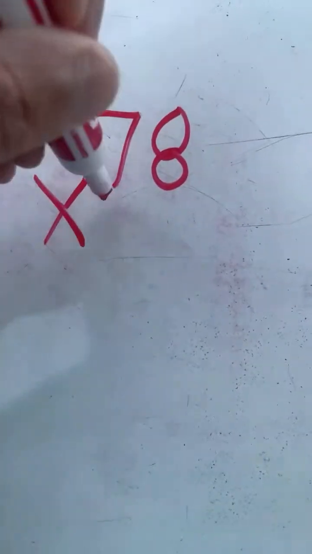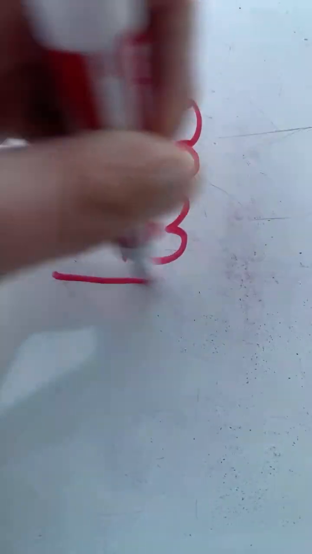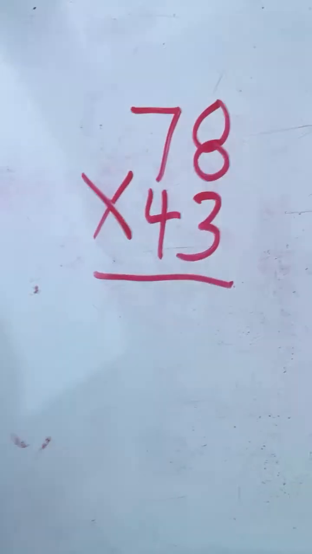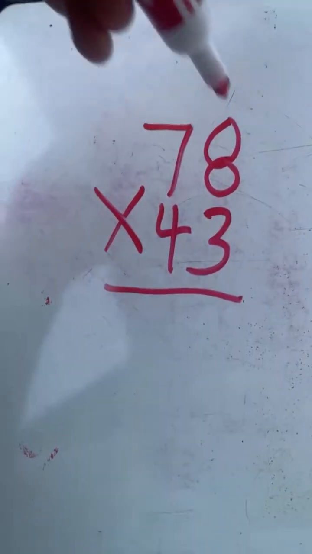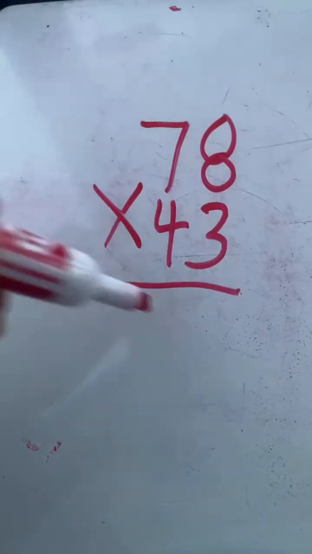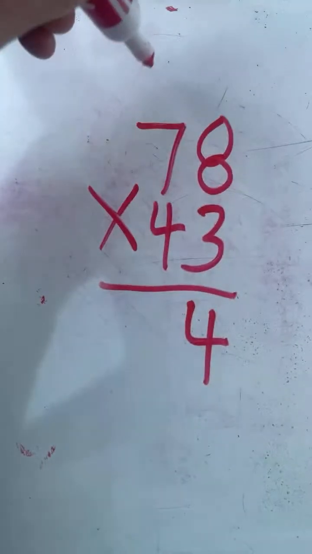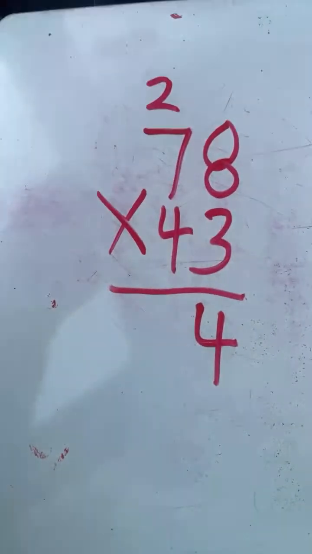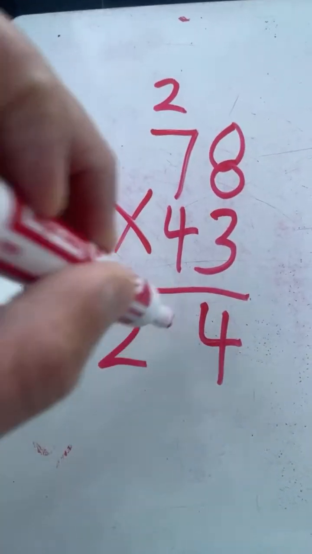We have 78 times 43. So we're going to start in the ones place. 8 times 3 equals 24. 4, carry the 2. 7 times 3 equals 21, plus 2 equals 23.